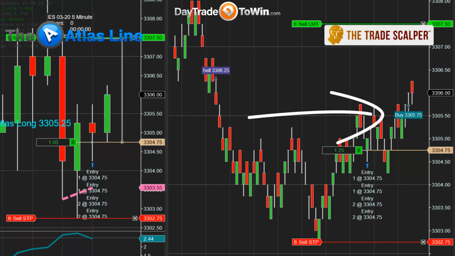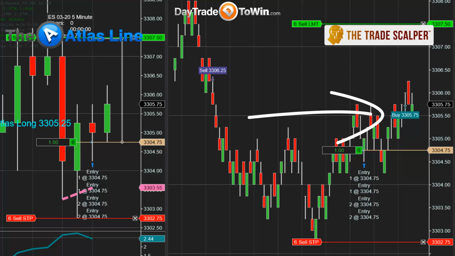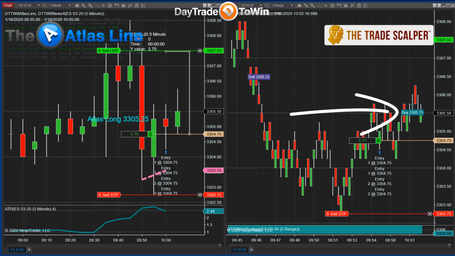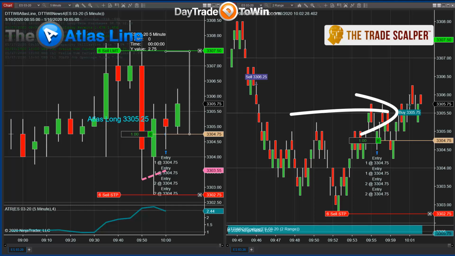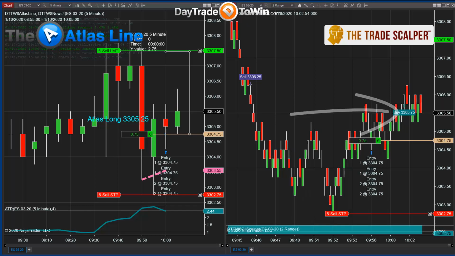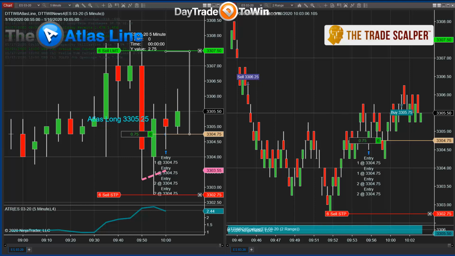Okay, I heard the doorbell. That means there's another order, another signal. It's the Trade Scalper. The Trade Scalper has a buy at 33.0575. So everybody who has the Trade Scalper has this order to go long. I have these charts side by side. Whichever signal occurred first, you take. The Atlas line occurred first, so I'm already long. I don't have to double up and go long again on the Trade Scalper.